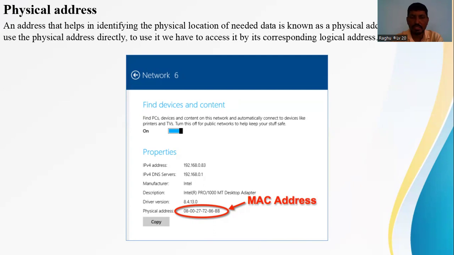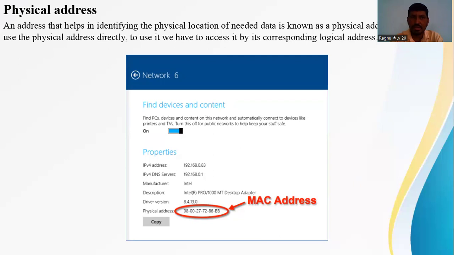For example, in this image it represents the physical address, that is the number 08:00:27:72:86:BB. Just now I told you about the 10 systems, where the numbering will be in the last places, 01, 02, 03, 04. Like that, 10 systems will be there. I am giving to each and every system its own network address. That is the physical address. This physical address helps to identify the physical location of the needed data.